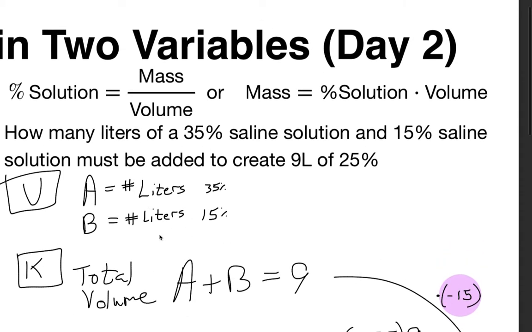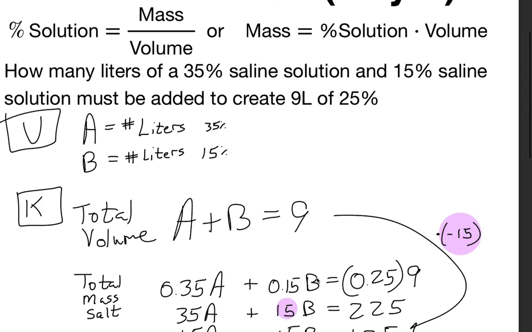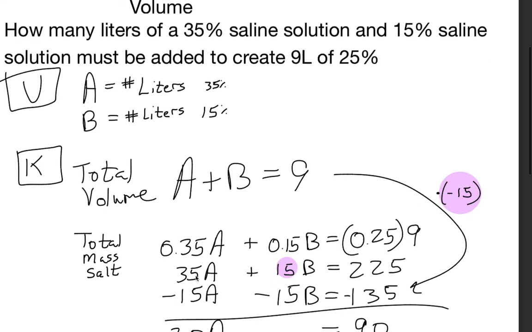We have a total volume equation because we know that when we add them up, we're going to get 9 liters total. So A plus B is equal to 9. A liters plus B liters is equal to 9 liters. And then we also have a total mass equation. The amount of mass you get from solution A and the amount of mass you get from solution B is equal to the amount of mass you get total in the final concoction.